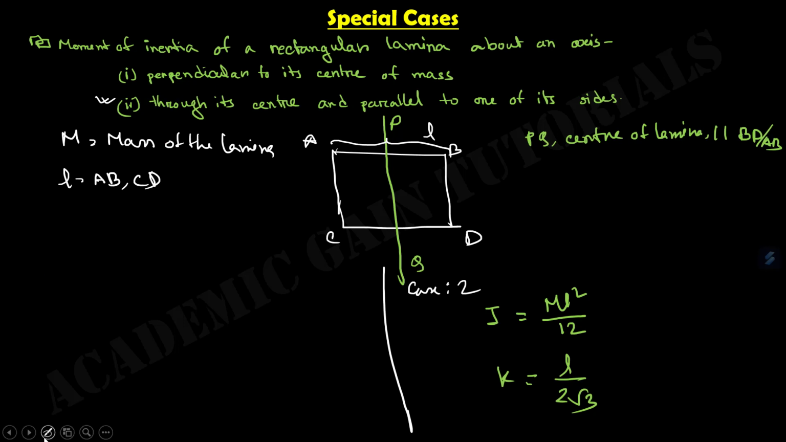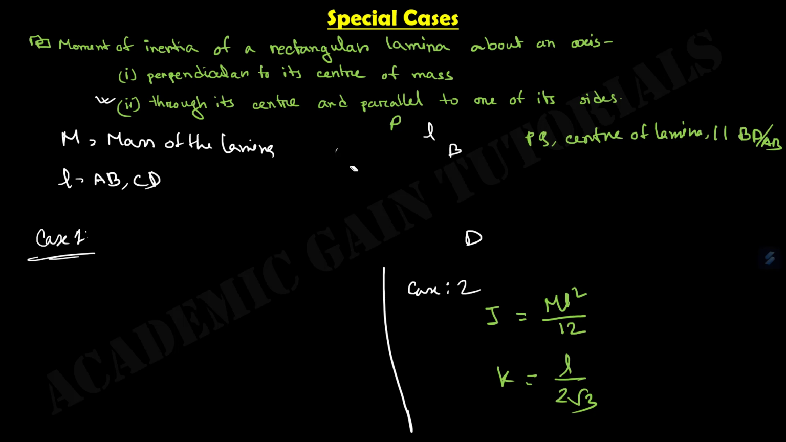Now coming to the first one. In case 1, what does case 1 say? Case 1 says that the axis is perpendicular to its length, perpendicular to its center of mass. So our axis will be perpendicular to its center of mass. As this is a 3D view, we will redraw this lamina.